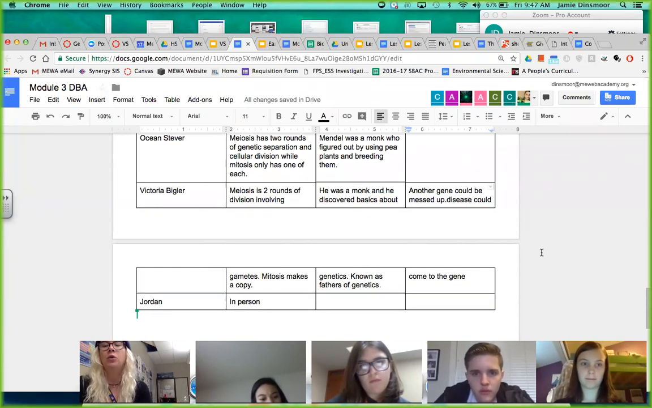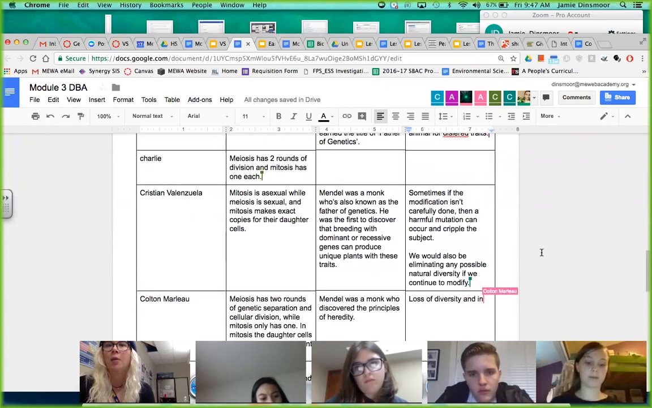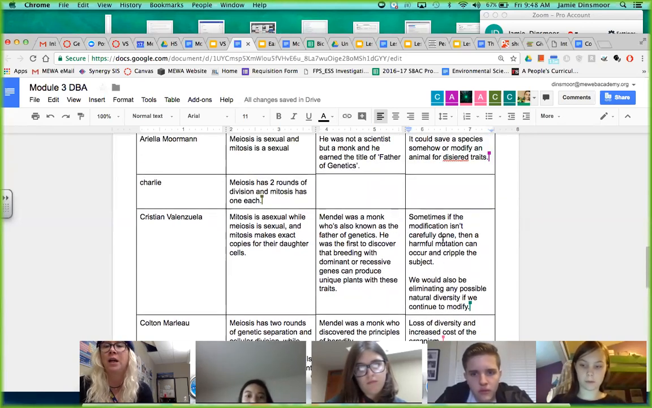So that's kind of a new forefront on the science field. But essentially, sometimes if the modification isn't right, a harmful mutation could occur and cripple the subject. Yep. We're going to eliminate, yeah.